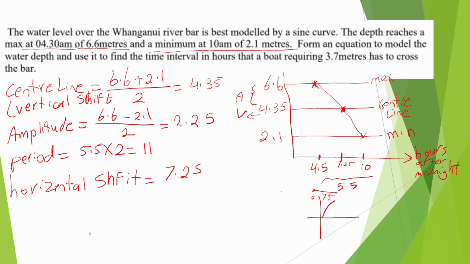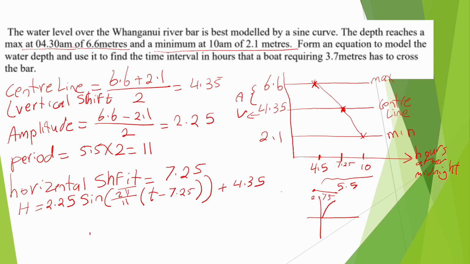Now we write our equation. So the height equals amplitude 2.25 sine 2 pi over the period, 2 pi over 11, open bracket, time in hours minus 7.25, close the bracket, plus 4.35. And that gives me my sine graph.